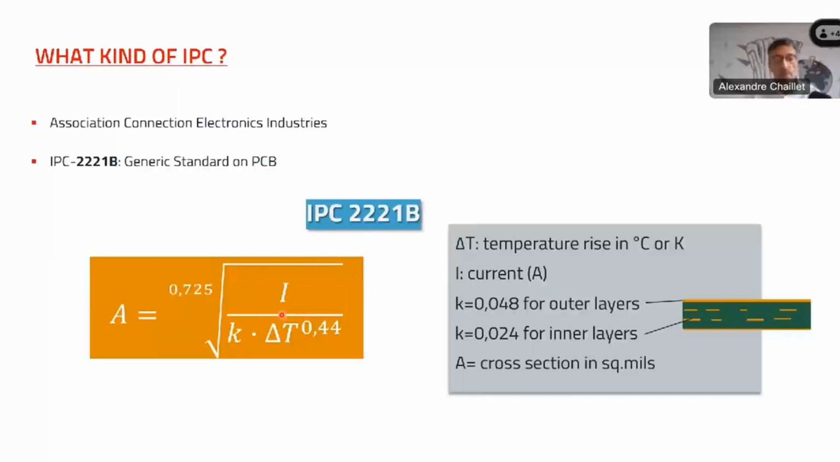It depends, of course, on your current. It depends on the delta T that you want to reach. And it depends on this factor K, which is given by whether it's an outer layer like this one or an inner layer like this one. In a second, I will show you what the impact is. But the big interest of that formula is that there is no current limit. You can go up to 100, 200, 500 amps. For example, if you use a red tube so that you can go up to really high current, then you can use this formula.